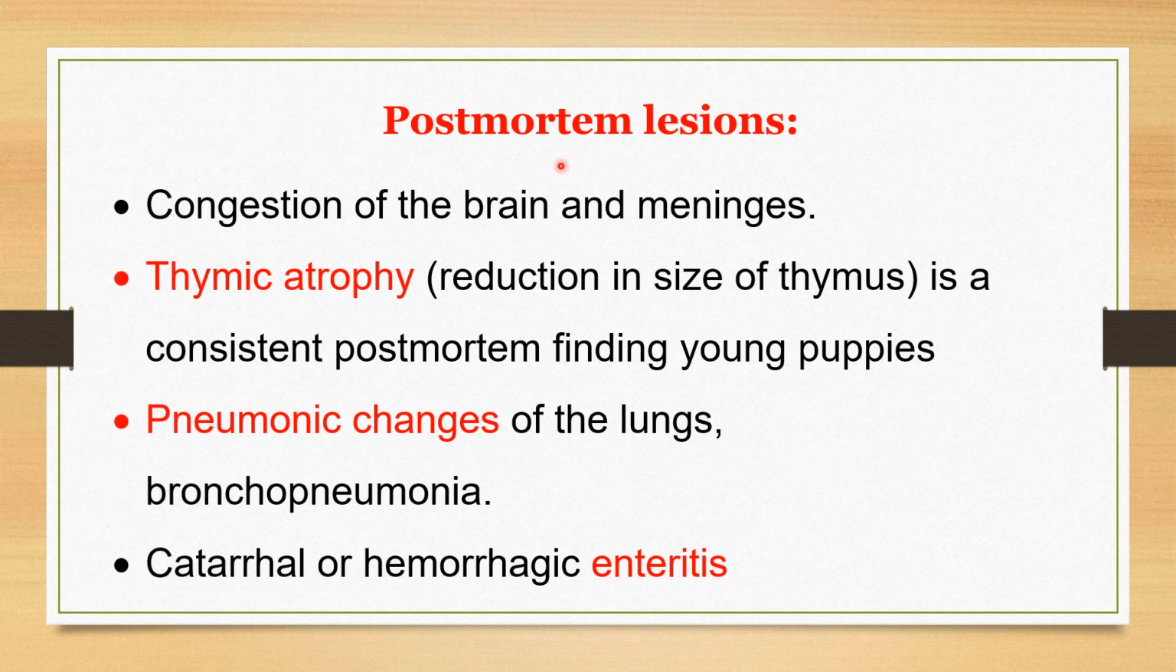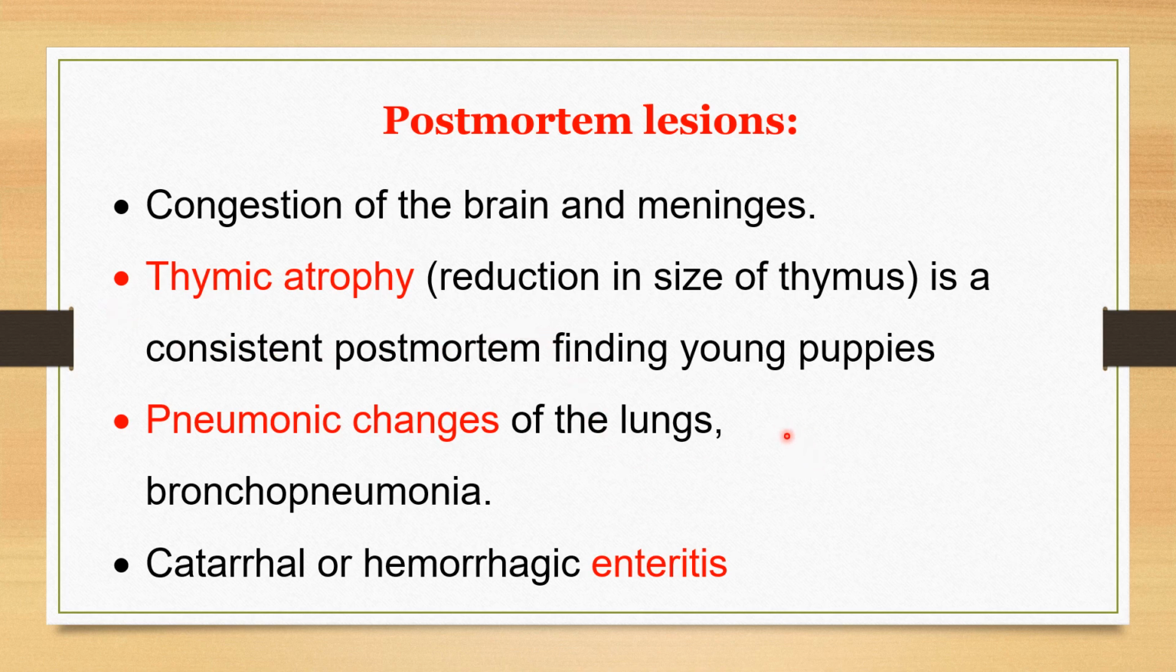In this presentation, we see postmortem lesions. There is congestion of brain and meninges. Very important finding is thymic atrophy. Thymic atrophy means reduction in the size of thymus, and this is a consistent postmortem finding especially in young puppies. Friends, remember important postmortem finding is the thymic atrophy.